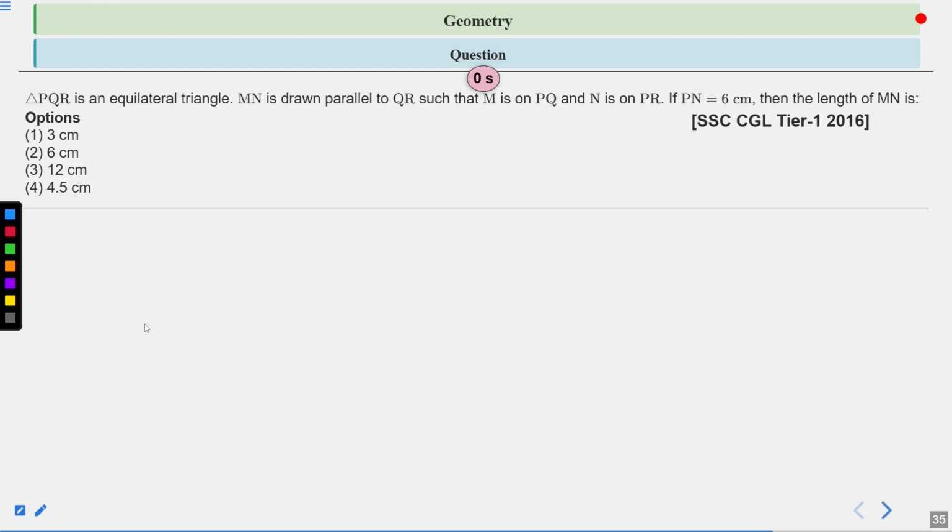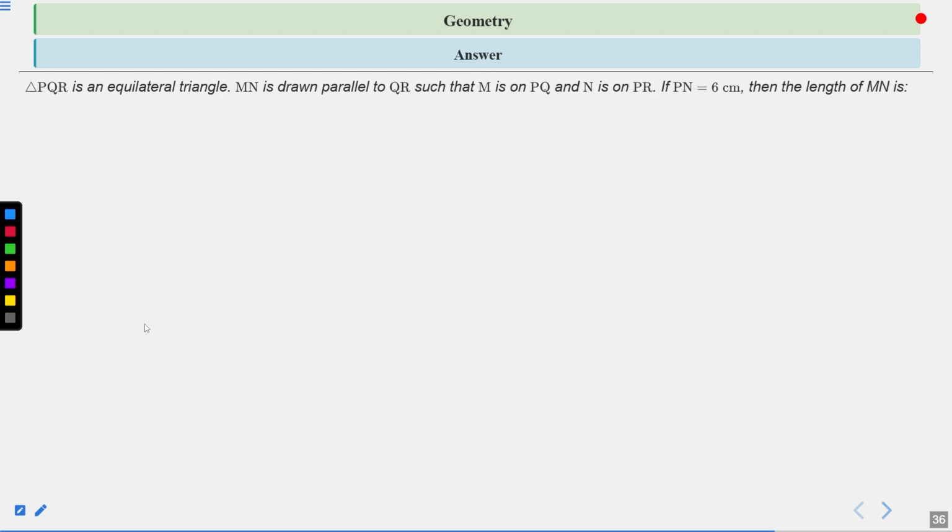Now time's up. Let's see the solution of this question. So the question says that triangle PQR is an equilateral triangle. So in an equilateral triangle, all sides will be equal to each other, and MN is drawn parallel to QR such that M is on PQ and N is on PR. And the length of PN is given, which is 6 centimeters. So we need to calculate the length of MN. We can easily calculate it by using similarity. So the correct answer of this question is the second one, which is 6 centimeter.